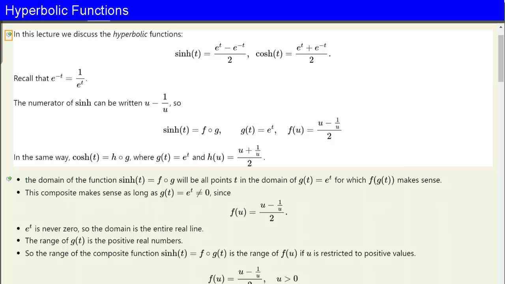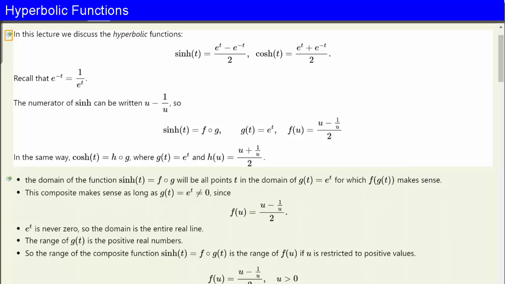If you recall that e to the power minus t is the same as 1 over e to the t, then the numerator of the hyperbolic sine can be written as u minus 1 over u. So, the hyperbolic sine of t is f composition g, where g of t is e to the t, and f of u is 1/2 the quantity u minus 1 over u. For shorthand, we call the hyperbolic sine sinh and the hyperbolic cosine cosh.